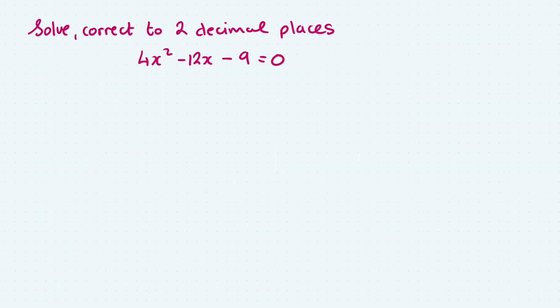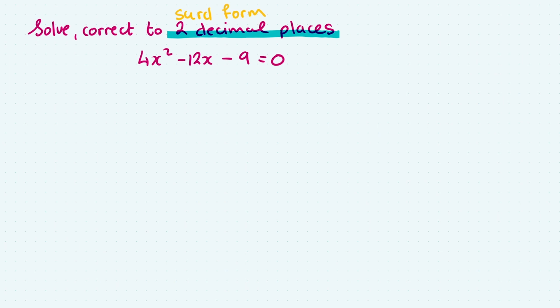Now I want to look at solving, correct to two decimal places, 4x squared minus 12x minus 9 equals 0. So firstly, to solve quadratics, we need to think about factorising. However, because this question says correct to two decimal places, that indicates to me that factorising won't work. Another indication of that would be being asked to leave your answer in surd form. That would also tell you that we cannot get a factorisation for the quadratic.